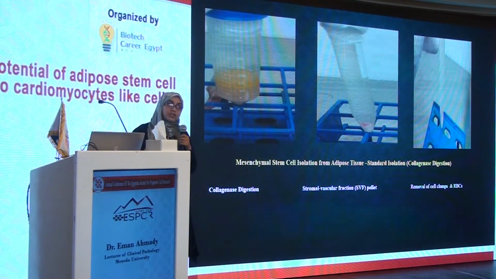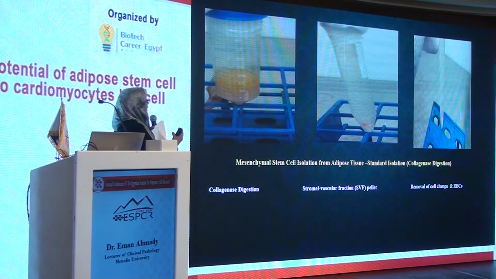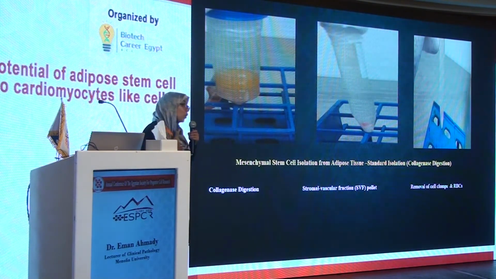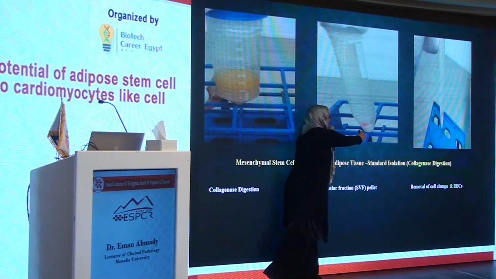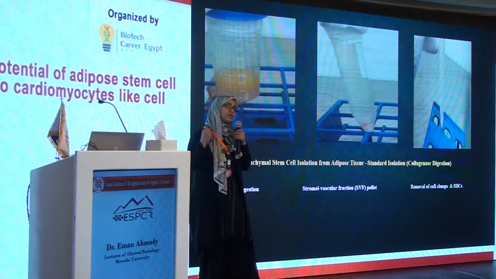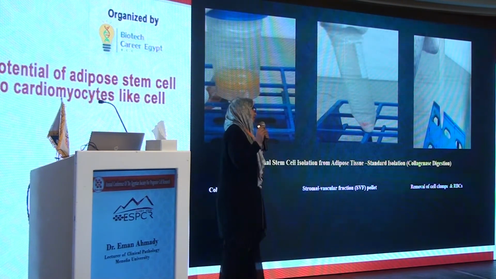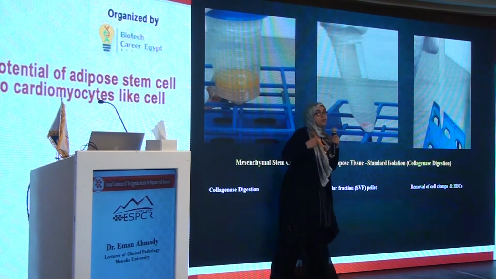So as we can see, after I use collagenase, the adipose tissue will form a homogeneous, soup-like solution. And then I will put it in the centrifuge in order to obtain this infranatant, which is the stromal vascular fraction. This part contains the stem cells which I need.